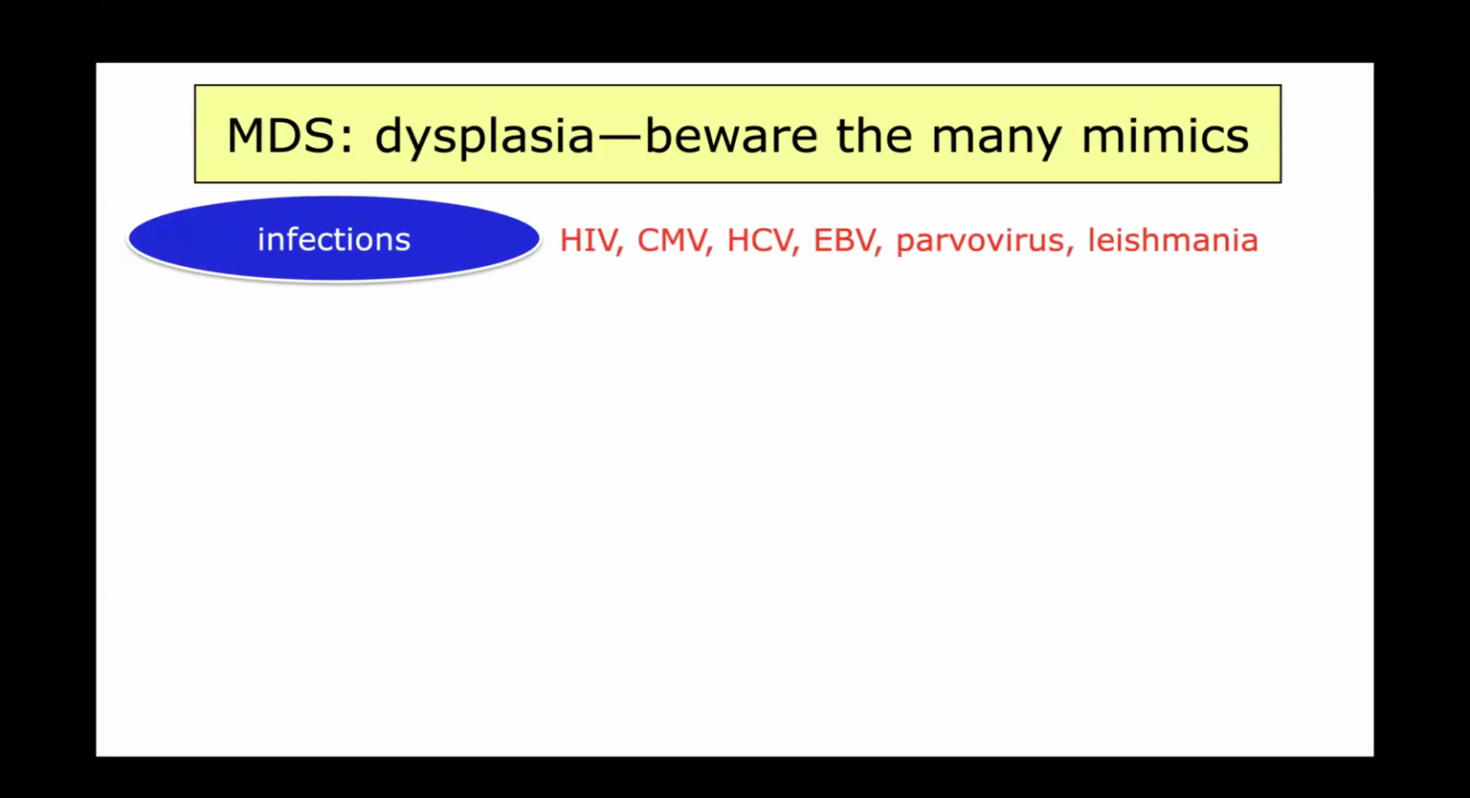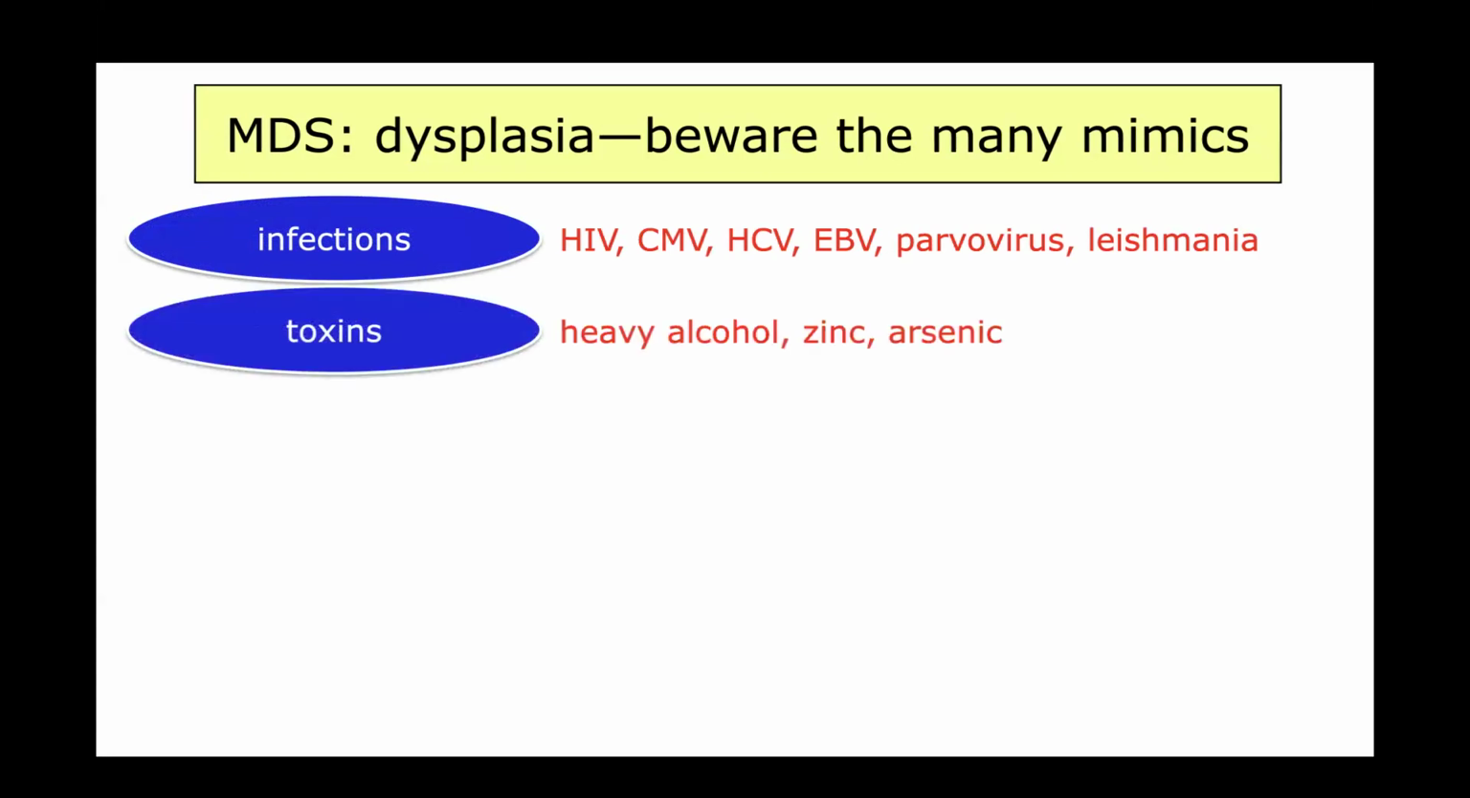As you know, the dysplasia, which we love and use to help think about a diagnosis of myelodysplastic syndrome, has many mimics, and many of the findings are not that specific. So it's important to be cognizant of the many situations in which there can be diseases that induce dysplasia but are not associated with myelodysplastic syndrome or myelodysplastic neoplasms. So a whole host of different infections, in particular viral infections, but even something as vague and unusual as leishmaniasis can induce a dysplasia in the bone marrow.